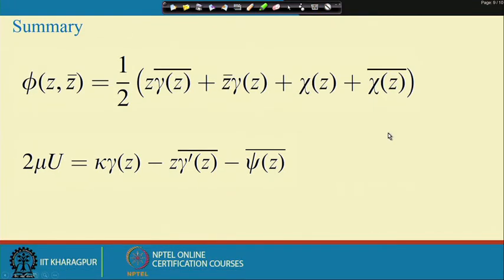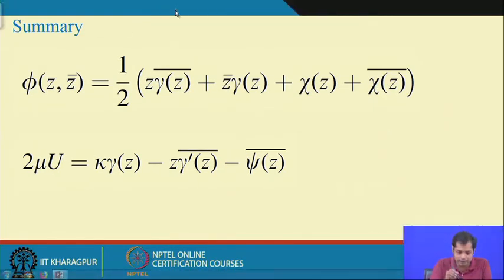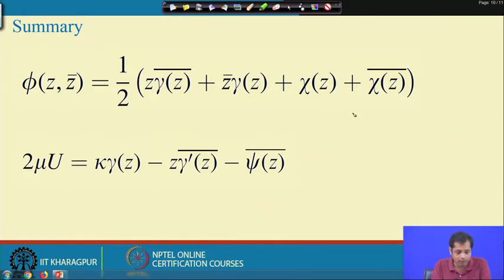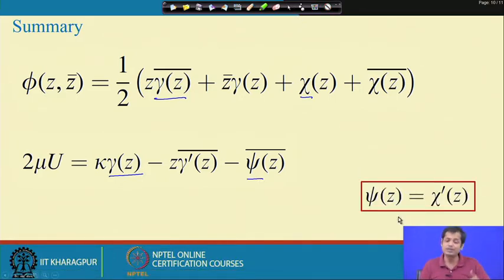So, this is the summary. If you write the entire expression of phi, not just the real part, and for the stress formulation the entire expression for u and psi, here this gamma z and this gamma z are the same. The only thing is that this chi and this psi are related to each other, and that relation is this. Once you do the derivation and integrate, you get this relation.